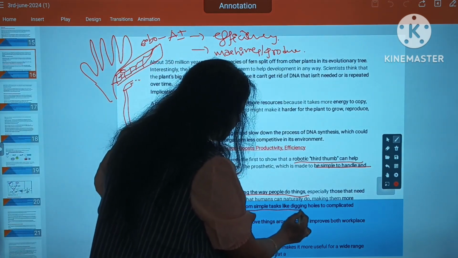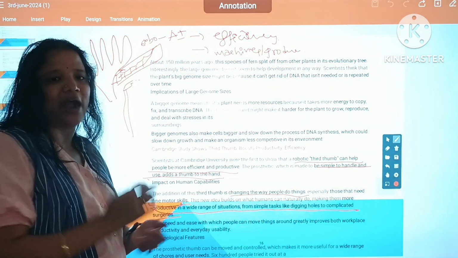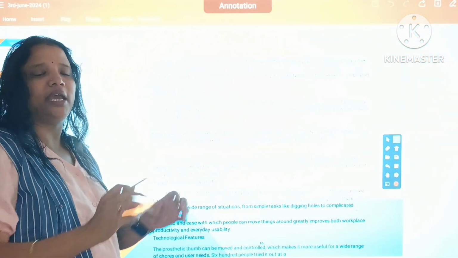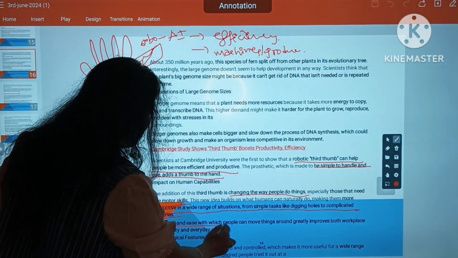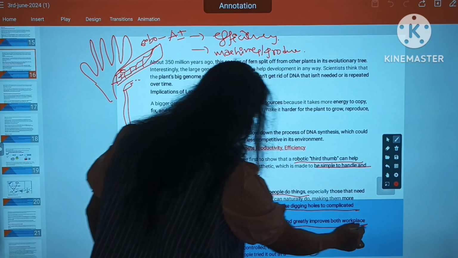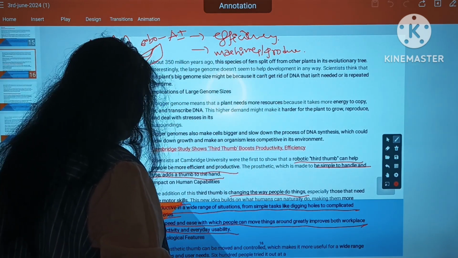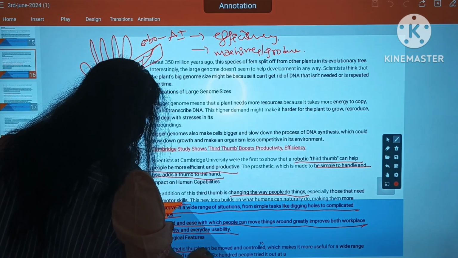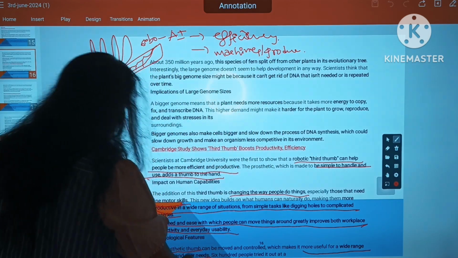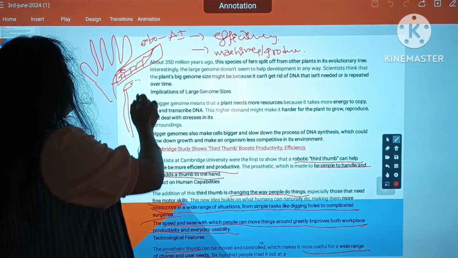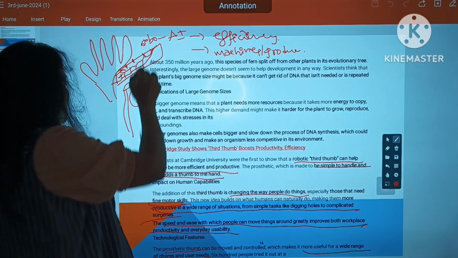from simple tasks, digging holes, to complicated surgeries. In surgeries also, suppose a doctor has one more extra thumb, he can hold one more instrument to handle the patient. Speed and ease with which people can move things greatly improves both workplace productivity and everyday usability. Technological features. The prosthetic thumb can be moved and controlled, which makes it more useful in a wide range of chores and user needs. Like Bluetooth, we use a Bluetooth device, there will be switches we can operate. In the same way, the third thumb also has switches we can operate.